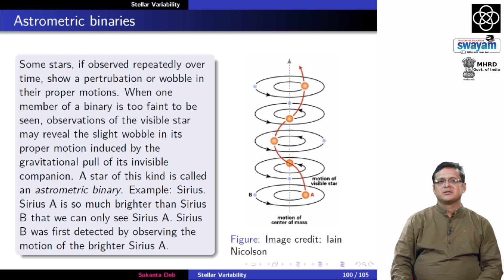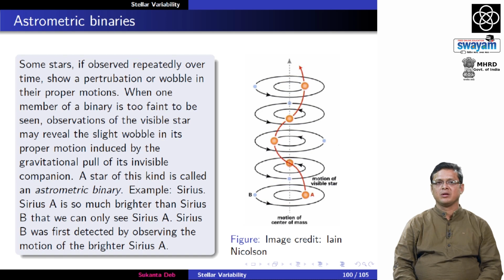Astrometric binaries. Some stars, if observed repeatedly over time, show a perturbation or wobble in their proper motions. When one member of a binary is too faint to be seen, observations of the visible star may reveal the slight wobble in its proper motion induced by the gravitational pull of its invisible companion. A star of this kind is called an astrometric binary. Example, Sirius. Sirius A is so much brighter than Sirius B that we can only see Sirius A. Sirius B was first detected by observing the motion of the brighter Sirius A.